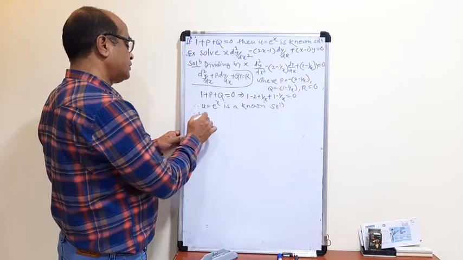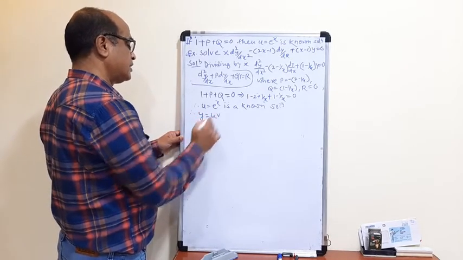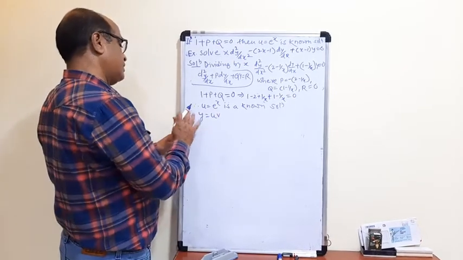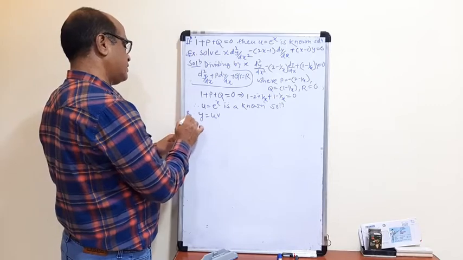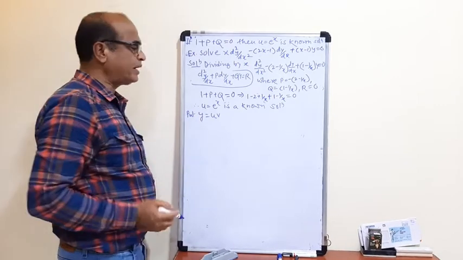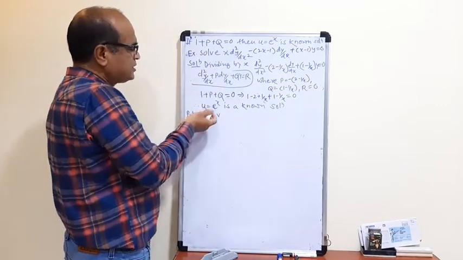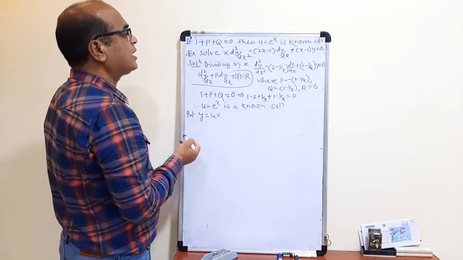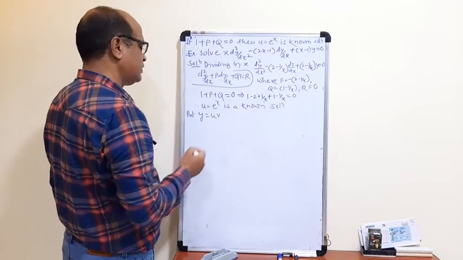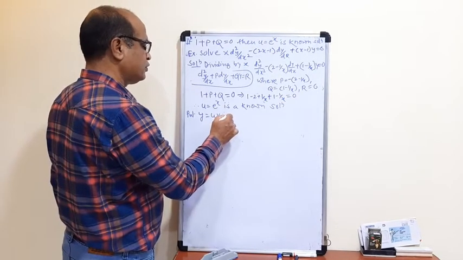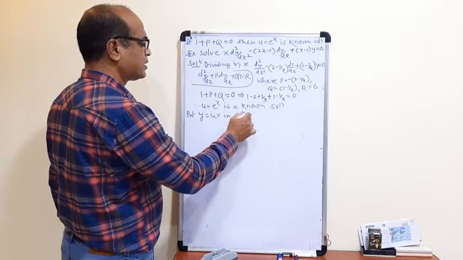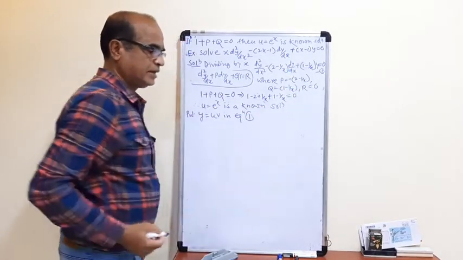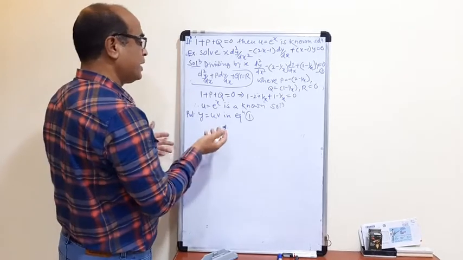Therefore y is equal to uv. So y is equal to uv is the complete solution of this differential equation. This is one part of this solution. So put y is equal to uv in equation 1. So we get, so what happened here?